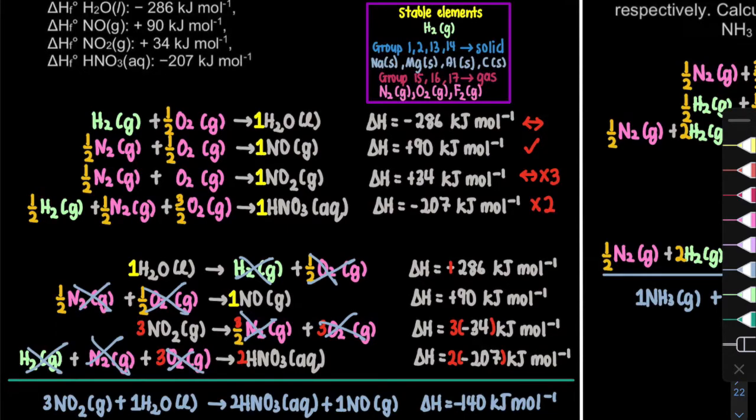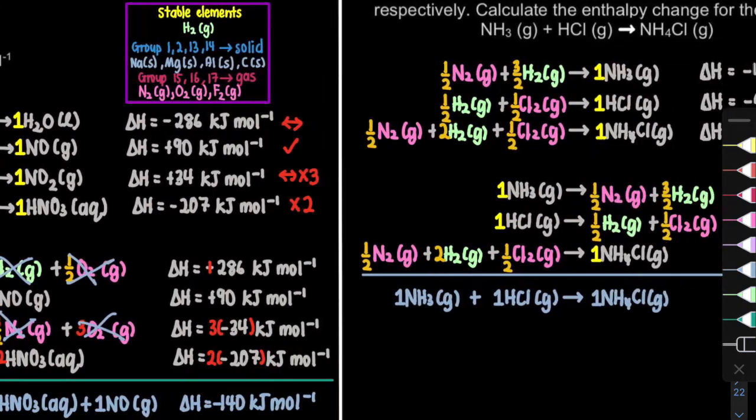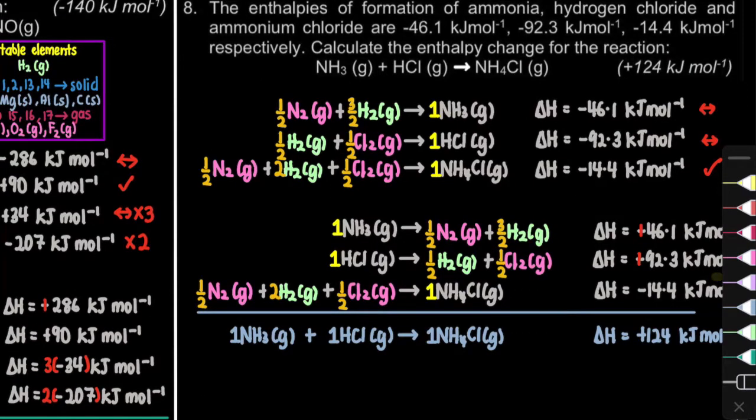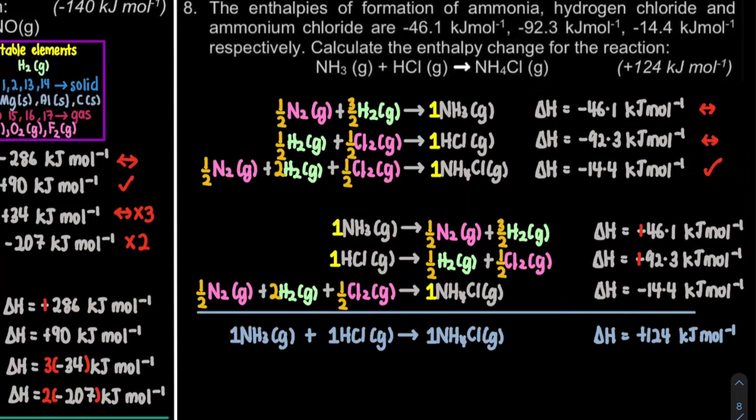Next is question 8. For question 8 itself, the same thing, but here they ask you to calculate the enthalpy change. They give you the enthalpy of formation of ammonia. If you do not know what ammonia is, at least here they tell you NH3 gas. Hydrogen chloride is HCl. Ammonium chloride, the formula is NH4Cl. Again, the same thing.